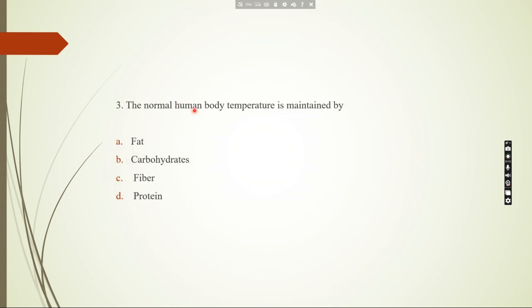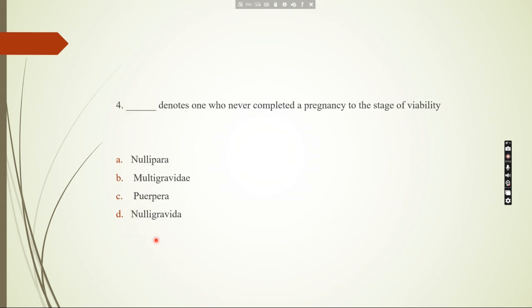Next question, the normal human body temperature is maintained by, options are fat, carbohydrate, fiber and protein. The right answer is fat. Fat is responsible for maintaining our human body temperature.